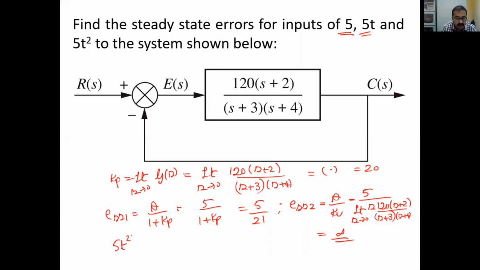By the way, what is A in this case? A is not 5, A is 10. How? Because this is similar to A by 2 t square. T square gets cancelled, so A will be equal to 10. Okay. So what will be steady state error?